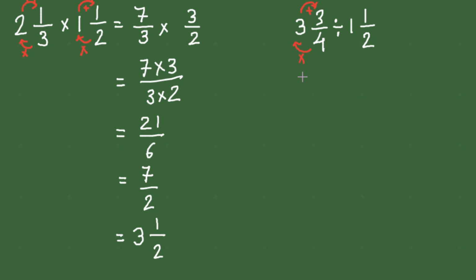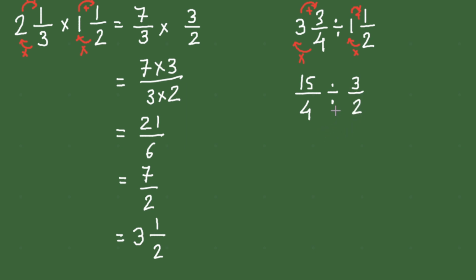So, our first improper fraction is 15/4 divided by, for the second mixed number also we will follow the same procedure. 2 times 1, which is 2, and 2 plus 1 is 3. So, our second improper fraction will be 3/2.